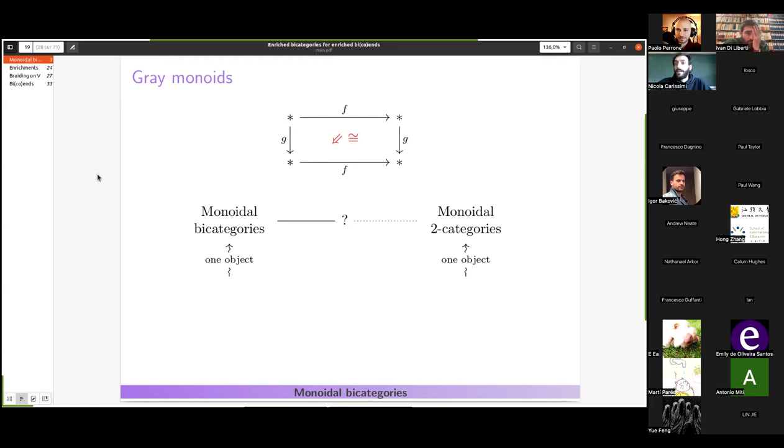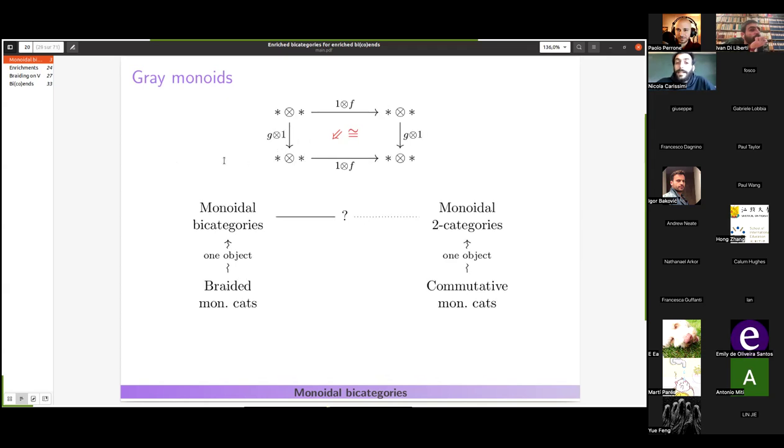And when we look at the structure that we find by looking at a one object monoidal bicategory, what is it? It's what we can call a monoidal category. And in this monoidal category, the tensor product is given by the composition, as we know. And then these isomorphisms become precisely a braiding, something that switches the tensor product GF and the tensor product FG.